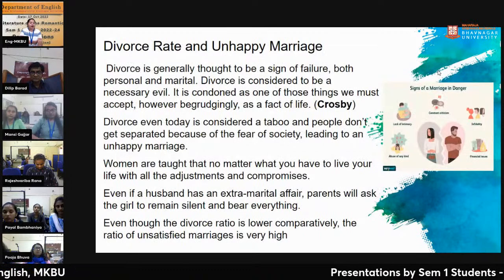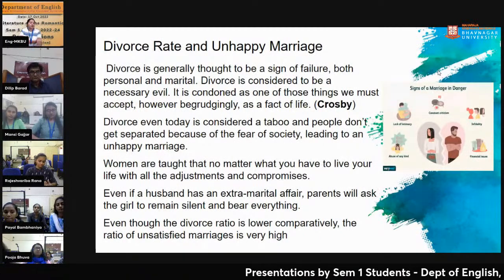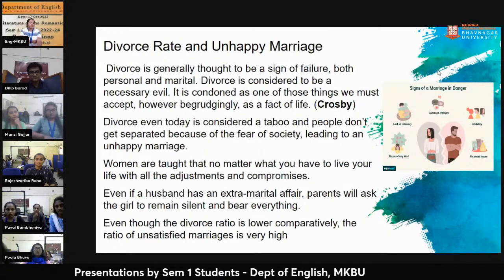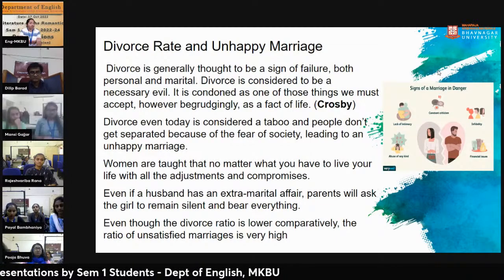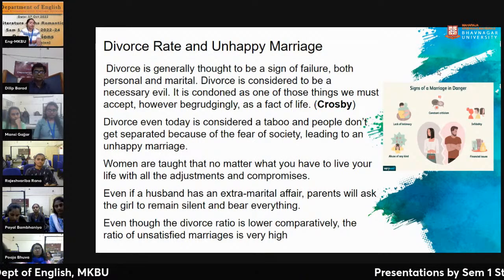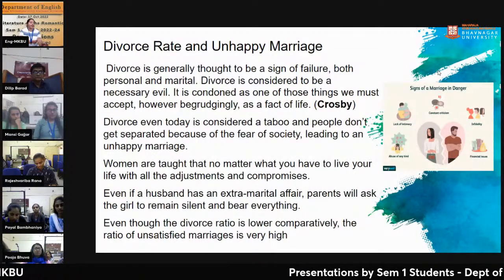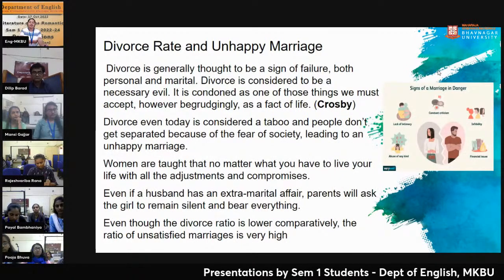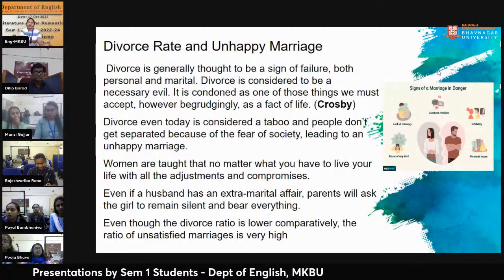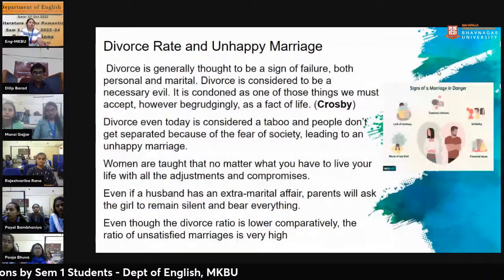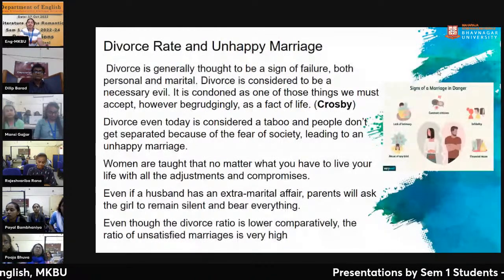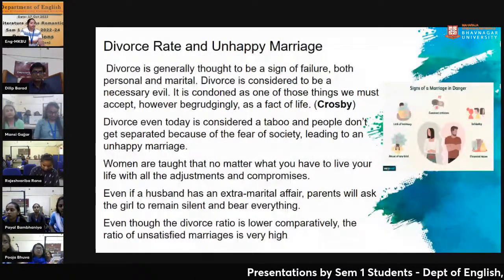Divorce rate and unhappy marriage. Divorce is generally thought to be a sign of failure, both personal and marital. Divorce is considered to be a necessary evil. It is condoned as one of those things we must accept, however begrudgingly, as a fact of life. We should always understand that divorce is not a taboo anymore. If two people are not compatible together, then it is okay to separate your paths rather than live in a bond that is not giving you any kind of mental peace.